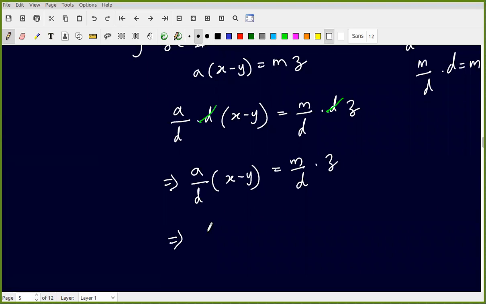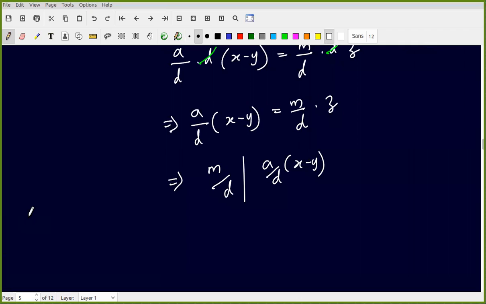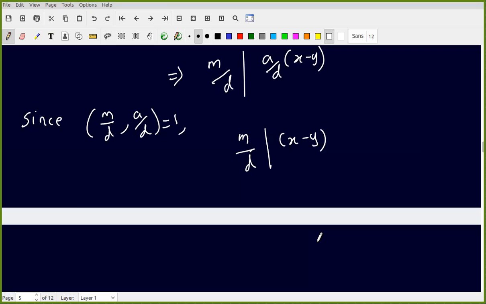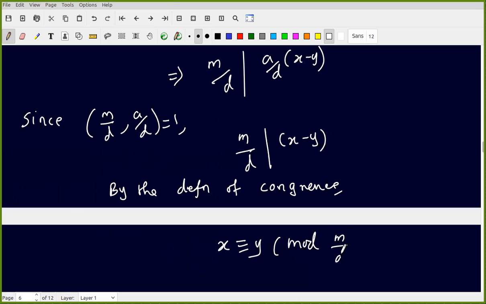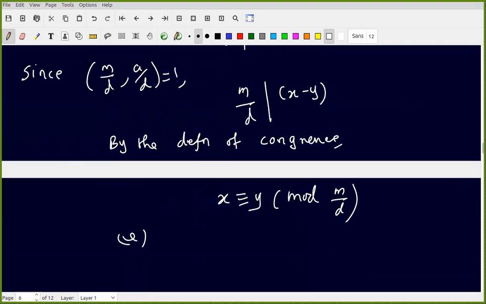Here M by D divides A over D times (X minus Y), because A over D times (X minus Y) is a multiple of M by D. Since M by D and A by D have GCD 1, M by D divides X minus Y. So again using the congruence definition, X is congruent to Y modulo M by D, where D is the GCD of A and M. So X is congruent to Y modulo M over GCD of A comma M.